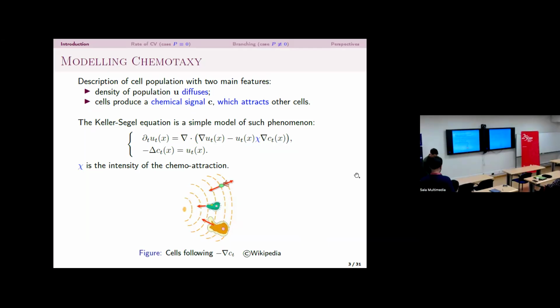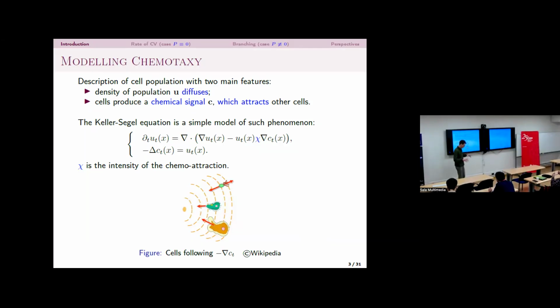Okay. So what does it look like? Here u will be the density of particles. So far this is a PDE. There's no probability yet.